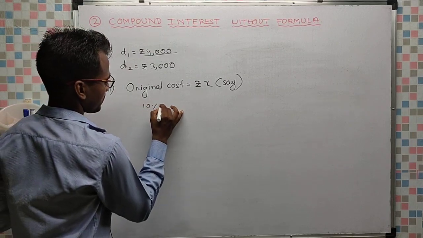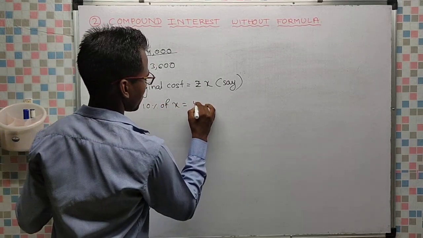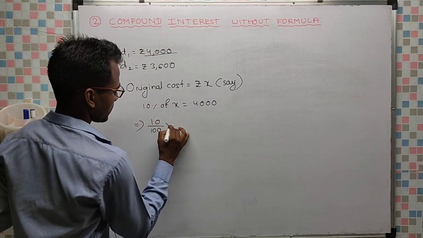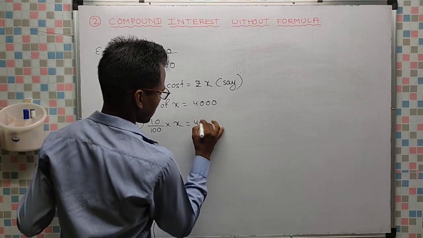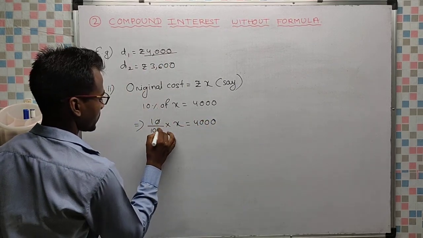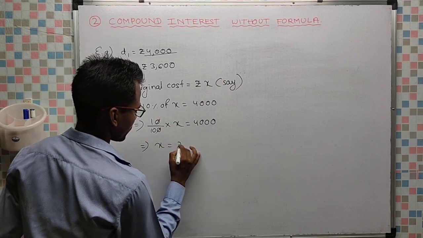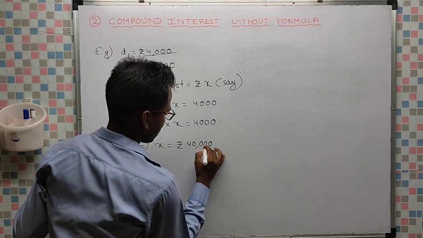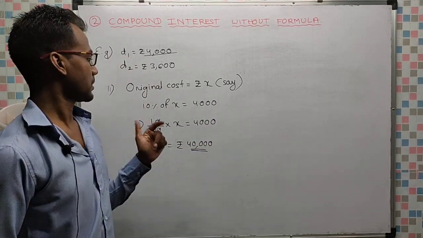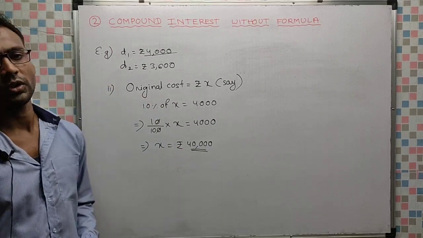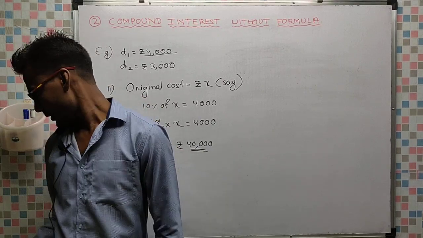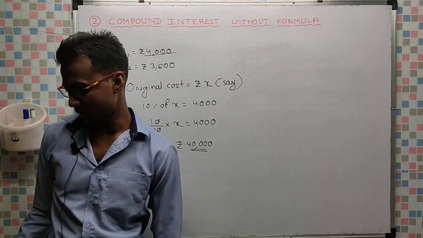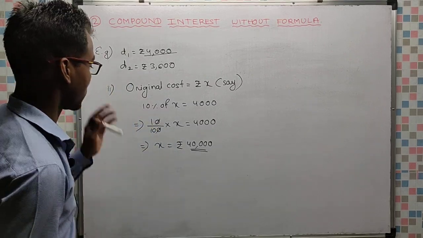So 10% of X should be 4,000. So 10 by 100 into X is 4,000. Zeros cancel. X is equal to rupees 4,000 into 10, 40,000. Okay. So the original cost of the machine was rupees 40,000. Clear? Now the third bit, cost at the end of the third year. Slowly you have to move to the third year.